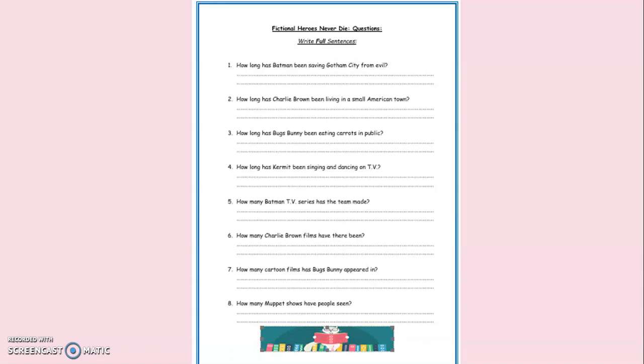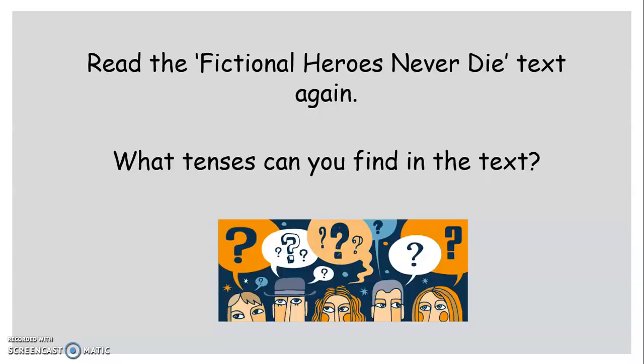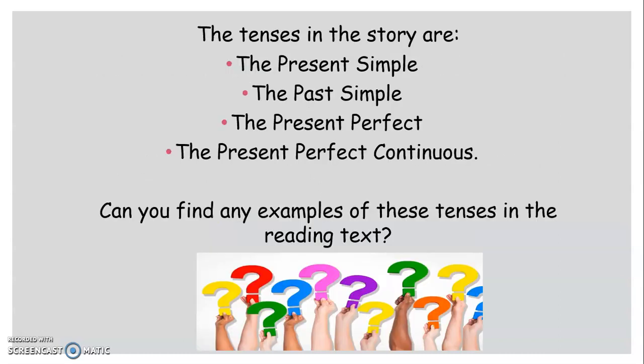Okay, so now that we have corrected the questions, let's move on. We are going to look at grammar. So read the story again and what tenses can you find in the text? Now you can pause this video here while you complete that exercise. So the tenses in the story are the present simple, the past simple, the present perfect simple, and the present perfect continuous. So, can you find any examples of these tenses in the reading text? Now you can pause the video here while you look for the examples.